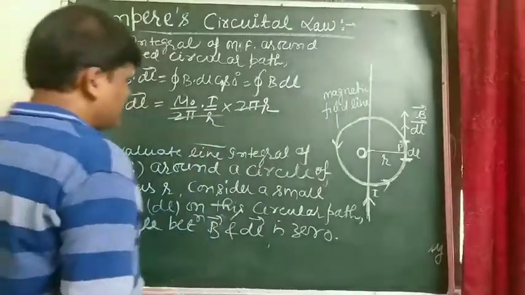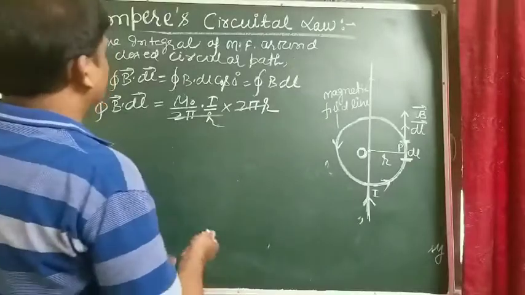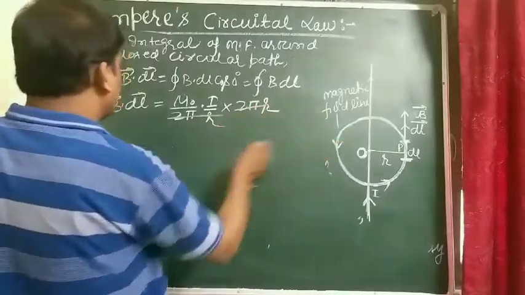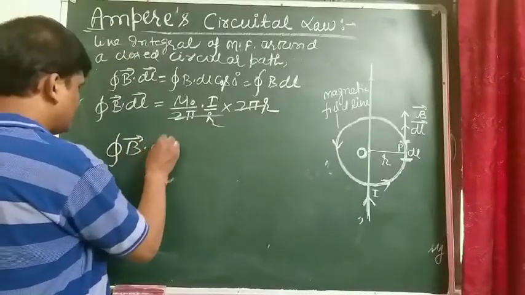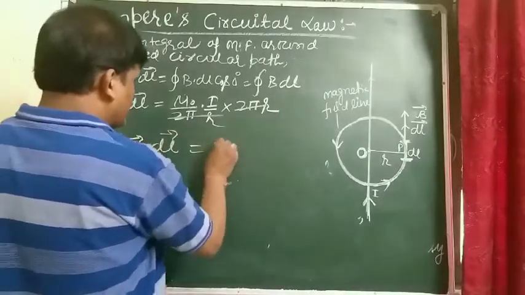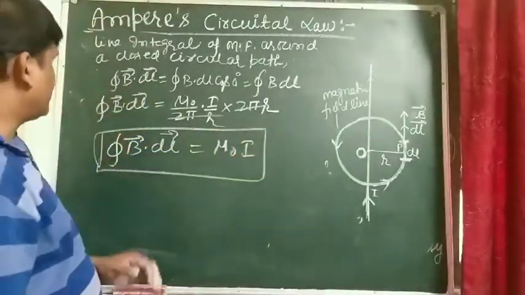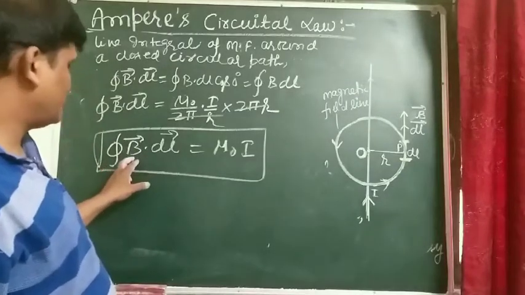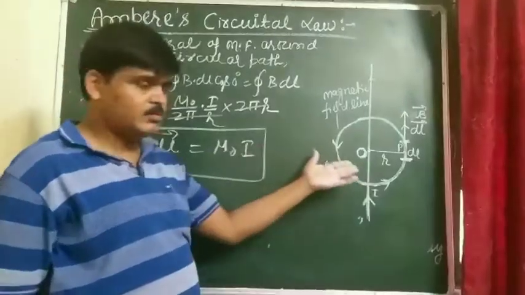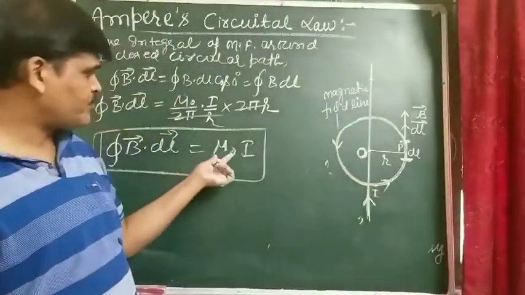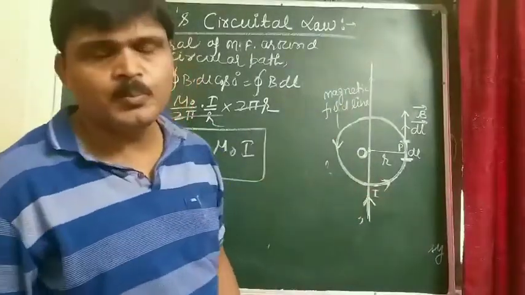So students, we find that the line integral of the magnetic field around a closed circular path, B dot dl, comes out to be mu naught I. This is the formula for the line integral of the magnetic field around a closed path or closed loop, which is equal to mu naught times the total current passing through this circular loop. Thank you.